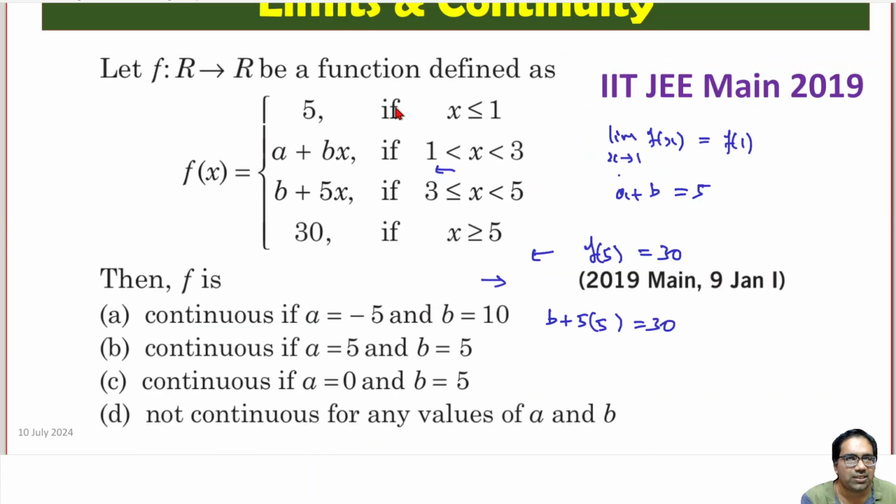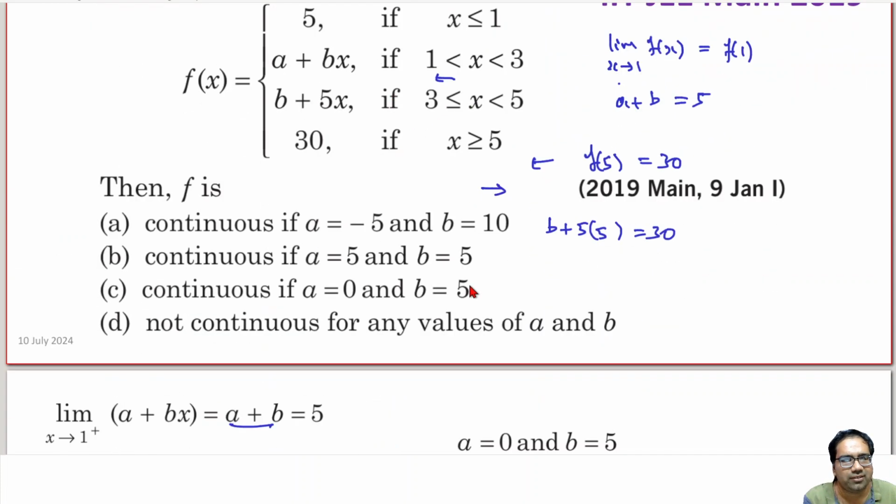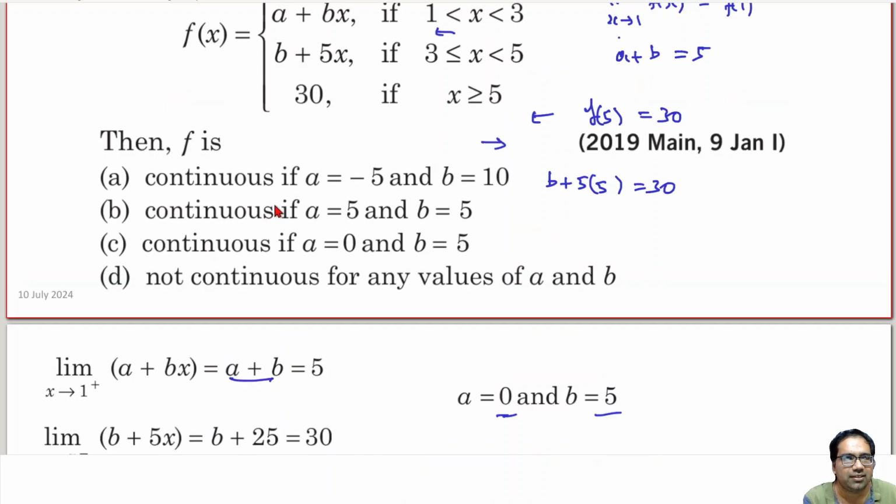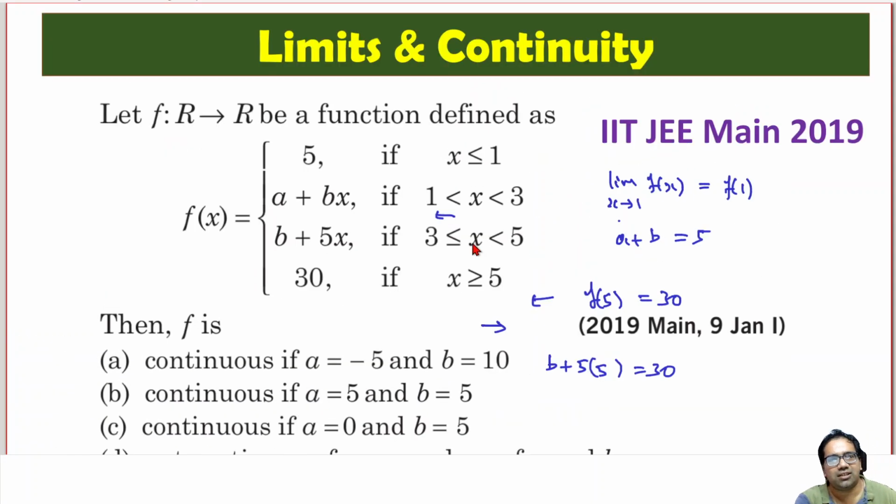Right. So if the function has to be continuous at 1 and 5, then a and b have to be 0 and 5. But if a and b are 0 and 5, then this function is not continuous at 3. So this function is definitely not continuous for any values of a and b. Right guys, this function is actually not continuous.